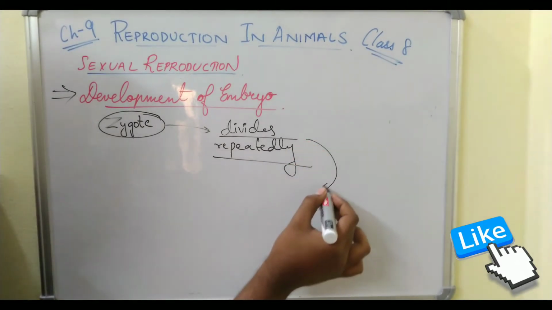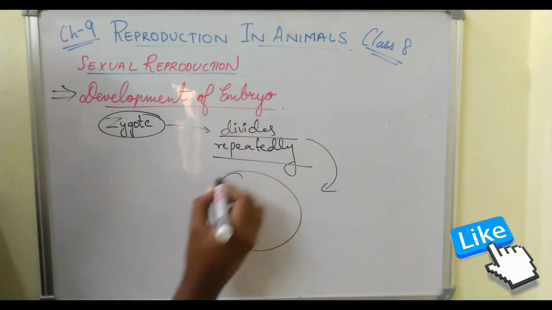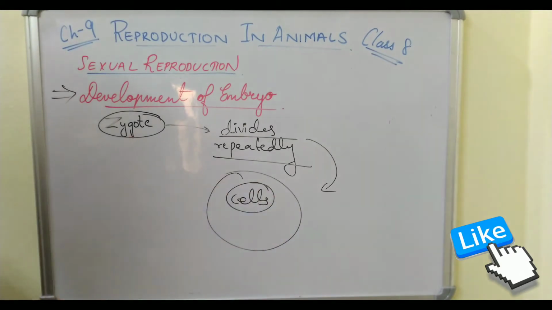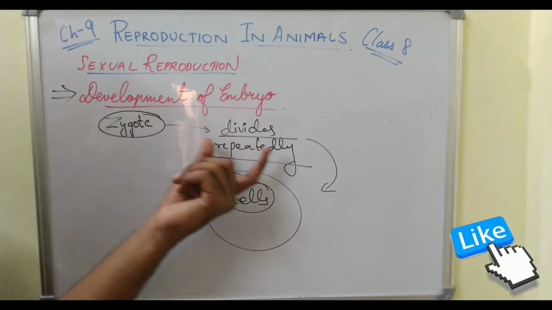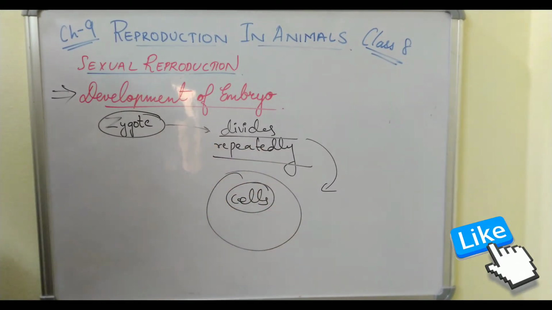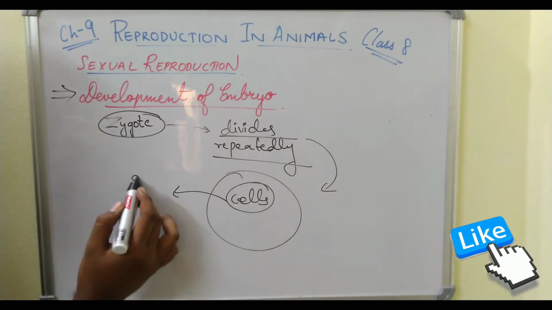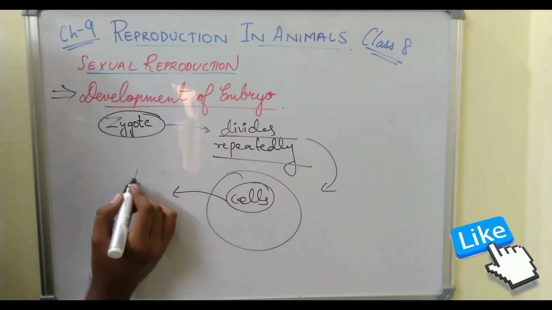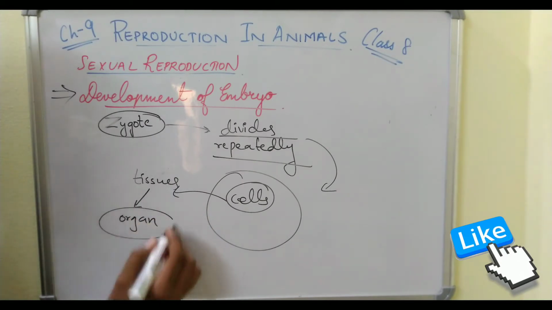Why does it divide repeatedly? In order to give rise to a group of cells, a ball of cells. The zygote is a single cell with one nucleus and divides repeatedly to form a group of cells. Now what happens? The group of cells forms tissues, then from tissues it forms organs, and from organs it can form an organ system.